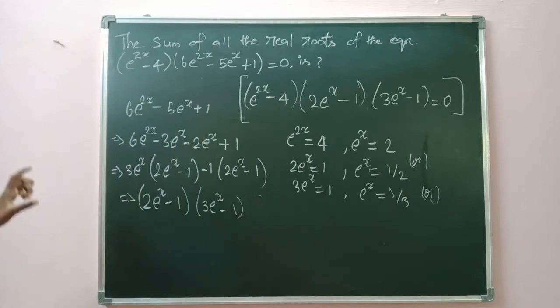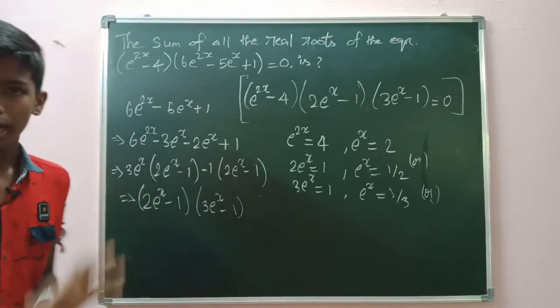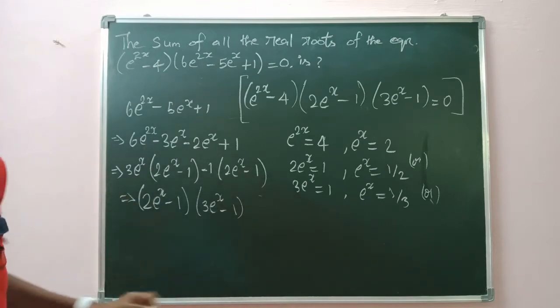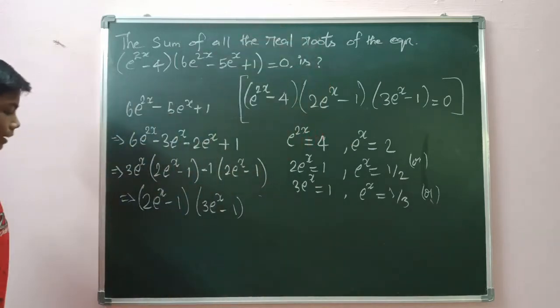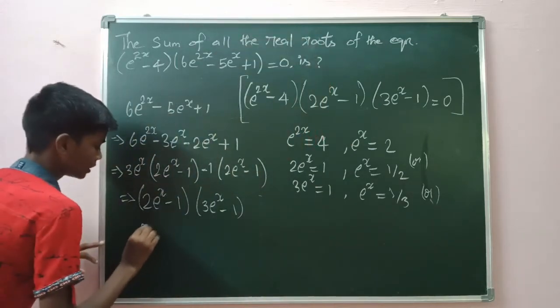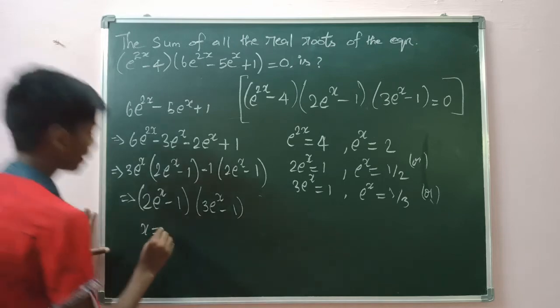But in the question, they are asking all the real roots such that x is the root. Even though they did not mention, you should know that. That's a basic concept. So what will be x? If e power x is 2, then x will be what? Sorry, x will be ln of 2.